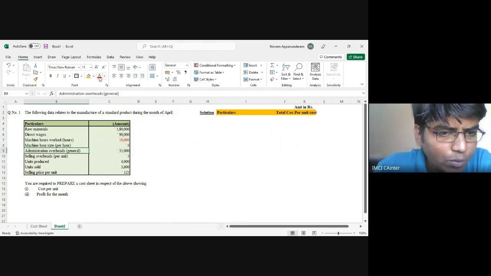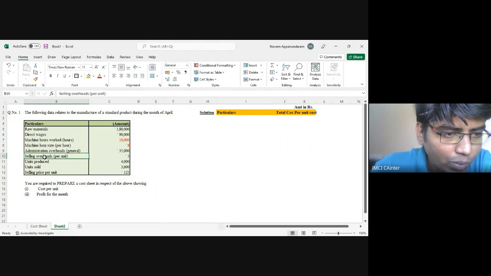Okay. Administrative overheads in general. It is not directly attributable or directly related to your production. Anything which is related to production will form part of your cost of production, but this is in general, so it forms part of your cost of goods sold and cost of sales. That is why it has been specified as general.